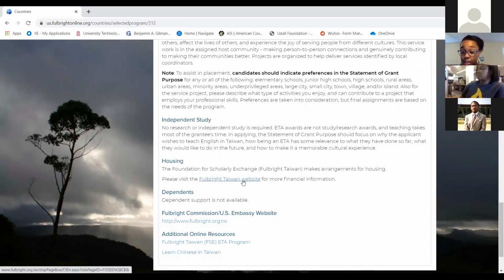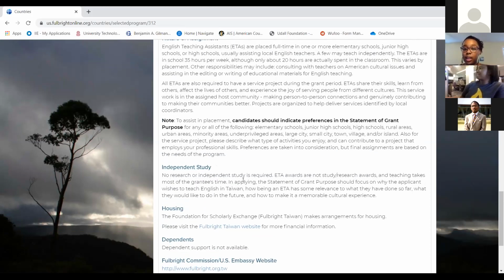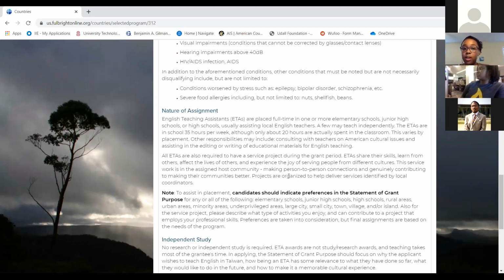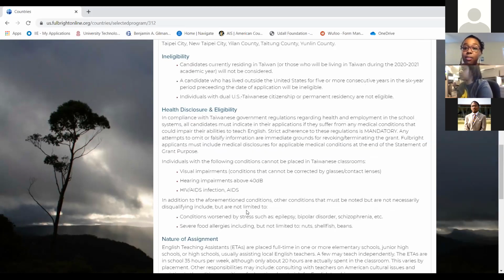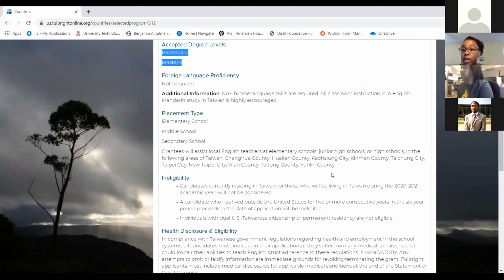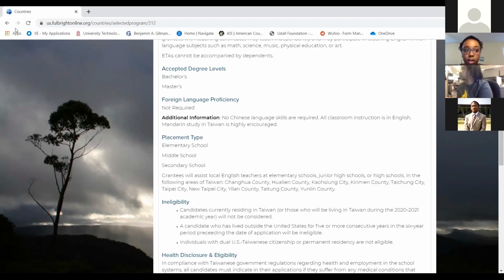They'll tell you about the housing, right? Independent study, they're like, oh, no research is required. Great, do whatever you want. Then they're going to tell you the details about the teaching experience in Taiwan. This is important. You need to read this and have it next to you while you're writing, so you make sure you're ticking the boxes, writing what they're asking for. They'll tell you about health issues, like certain places. They'll tell you where you'll be placed: elementary, middle, secondary, that's important. Different cities that you'll be in, great. All good things to know.